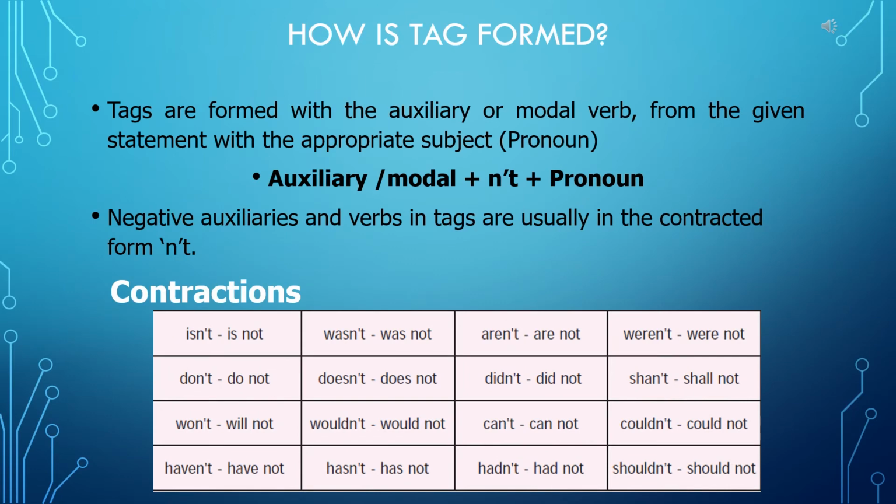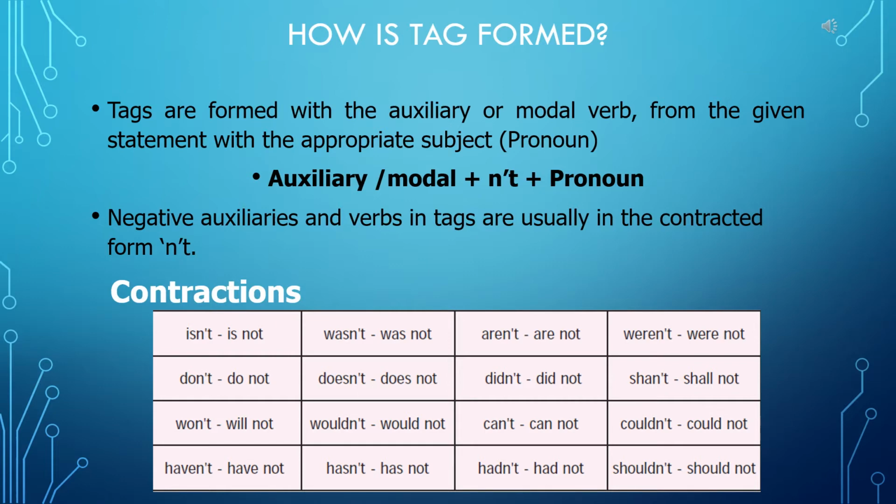Now let us see how the tag is formed. The tags are formed with the auxiliary or modal verb from the given statement with the appropriate subject, that is the pronoun. Here, the auxiliary or modal plus not plus the pronoun. The negative auxiliaries and verbs in tags are usually in the contracted form, n't.